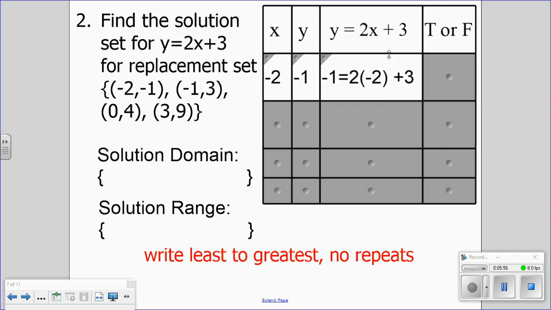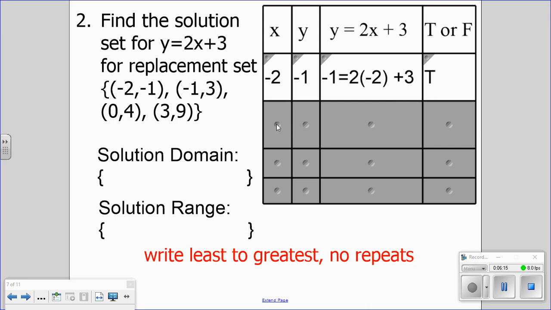this is what we'll end up with. We'll replace each of those. We'll have 3 times negative 2, which is negative 6, negative 6 plus 3, which is negative 3. And so we see that negative 1 is equal to negative 1. And so we do have a true statement here, that this is an actual point in our function.